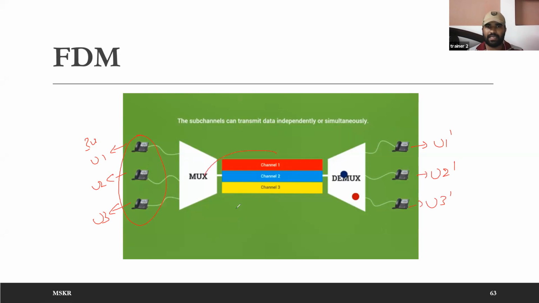Now, this is like a road that is shared between these 3 people and these 3 people. So here this road is divided into lanes. These lanes can be used by these people whenever they want without worrying about others. As you can see in this statement, the sub channels can transmit data independently or simultaneously. So what is the meaning of that?